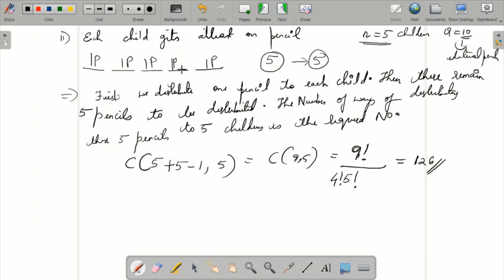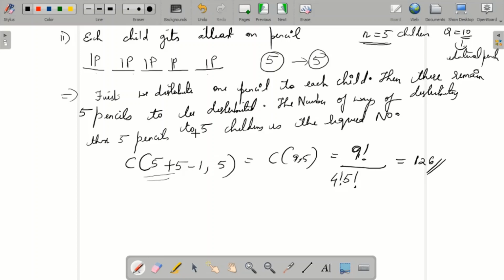So I'll repeat: each child gets at least 1 pencil means I am distributing one pencil to each child. There are 5 children, so I have distributed 5 pencils, one each: 1 pencil for 1 person, 1 pencil for 1 person, and so on till the 5th person. So that distribution is done. The remaining pencils should be distributed among 5, right? So this is the combination. You have to write it this way: first we distribute 1 pencil to each child, then there remain 5 pencils to be distributed.